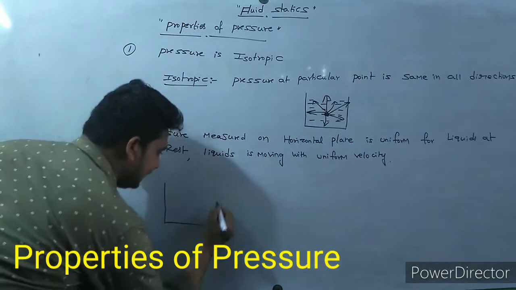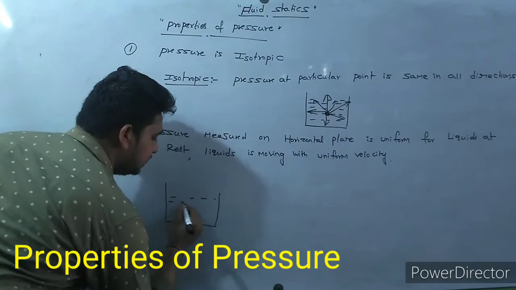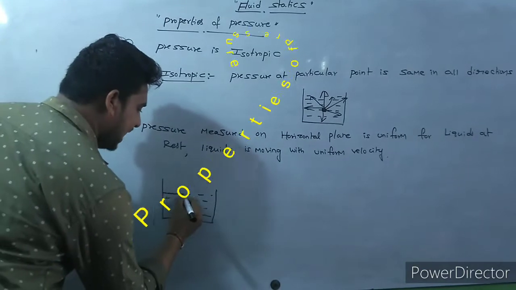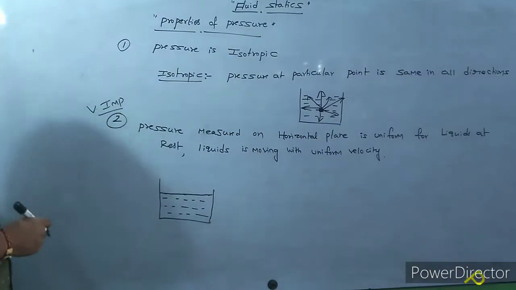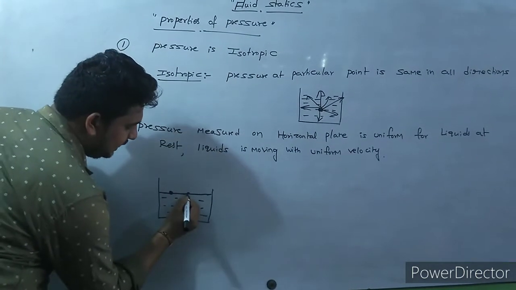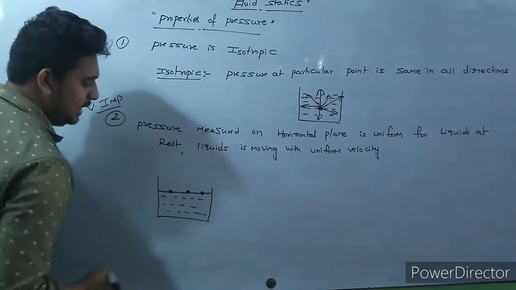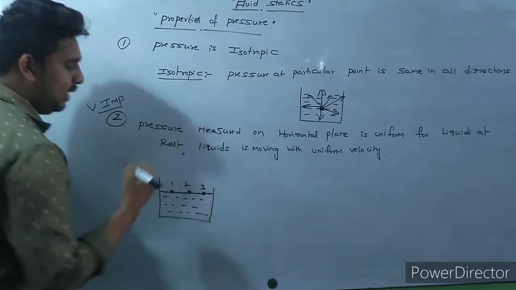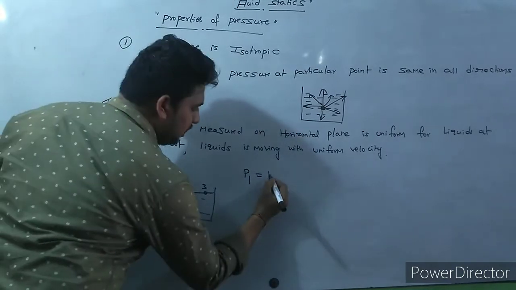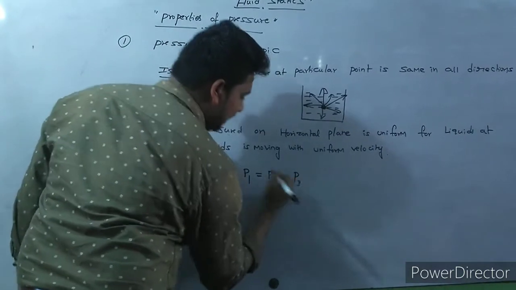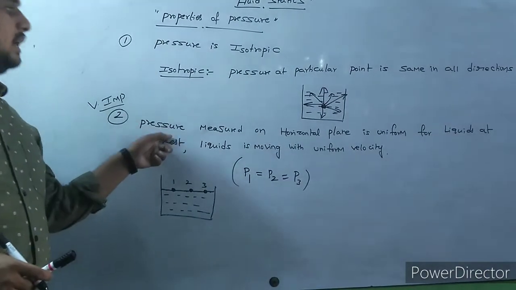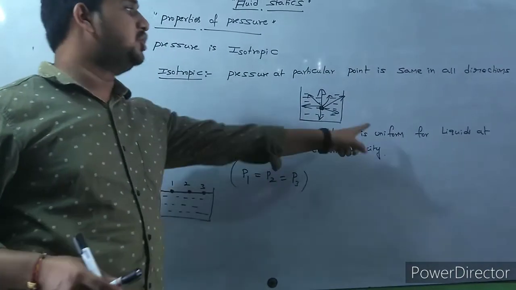So let us consider a container filled with a fluid. So this is a static fluid. Here it is one point, here a second point, here a third point. So 1, 2, 3, three points I consider. Pressure at the first point is equal to pressure at the second point is equal to pressure at the third point, because pressure measured on a horizontal plane is uniform.